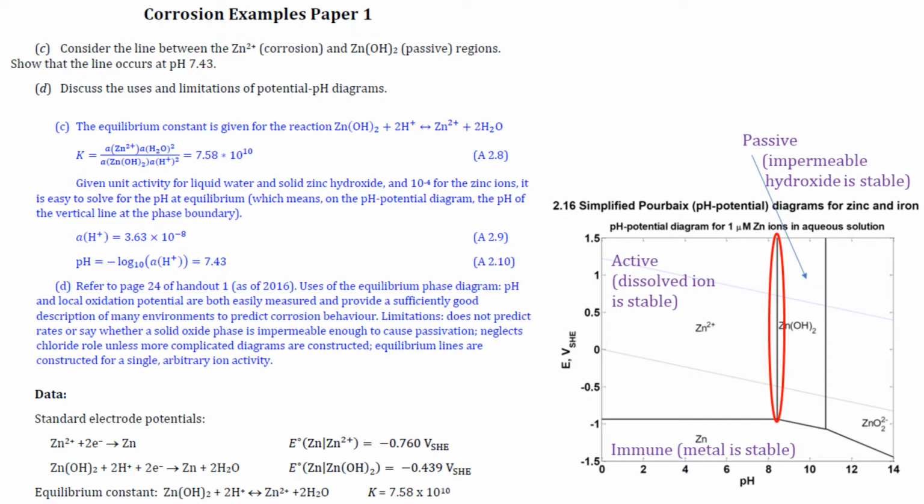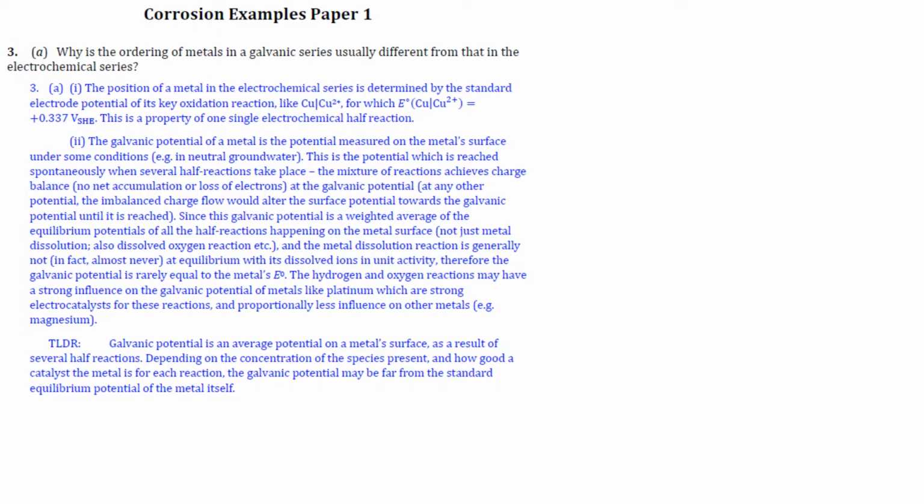Good. Question 3 asks for short descriptions or explanations of electrochemistry, and I've tried to make my sample answer as painless and to the point and as easy to write down as possible. So, question 3a is, why is the ordering of metals in a galvanic series usually different from the order in the electrochemical series? This is a commonly asked question. The answer is that really these are two completely different things.